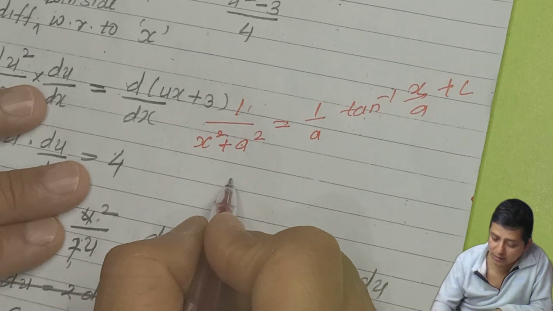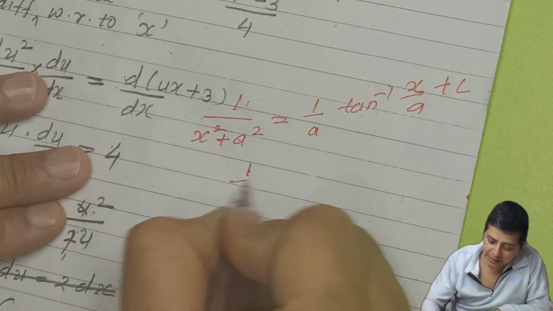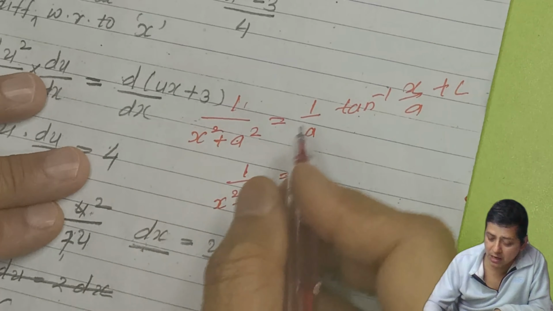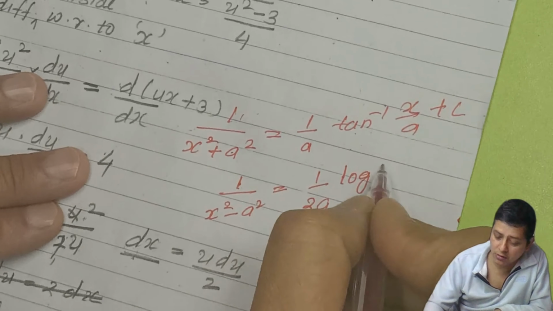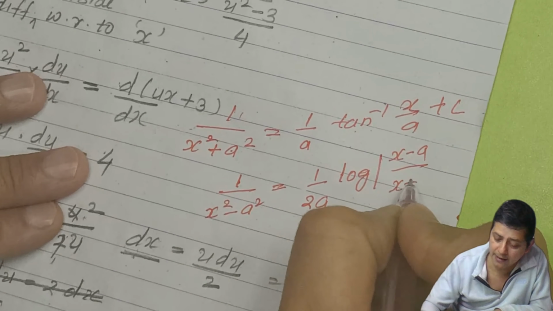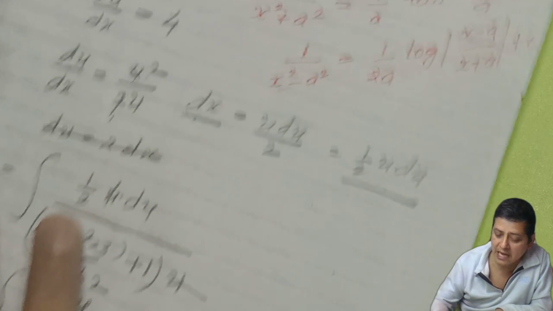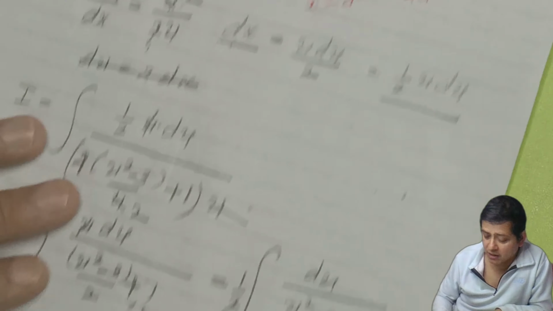Now let me remember the next one. So I just change the sign to minus a square. So I remember the standard one. Now I go for 1 by 2a, then log, then x minus a by x plus a plus c. So this is the standard formula. I just changed one sign and then I made this formula. Okay, so if you remember this much, then I think our problem will be solved.